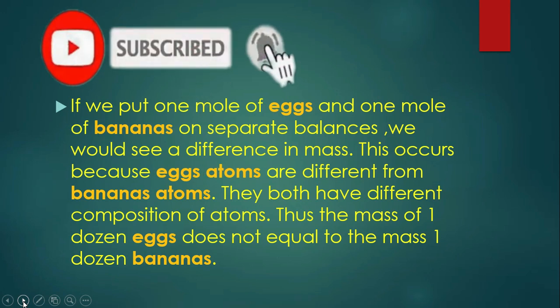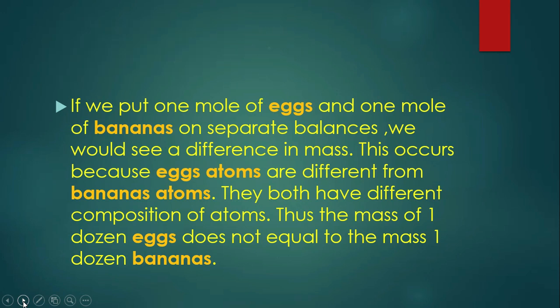This occurs because egg atoms are different from banana atoms. They both have different compositions of atoms. Thus, the mass of 1 dozen eggs does not equal the mass of 1 dozen bananas. So, understood, students? It means that their counting unit is the same, but their mass is different. Why? Because the composition of atoms is different.